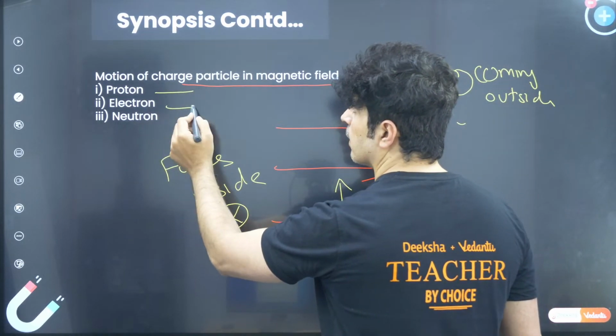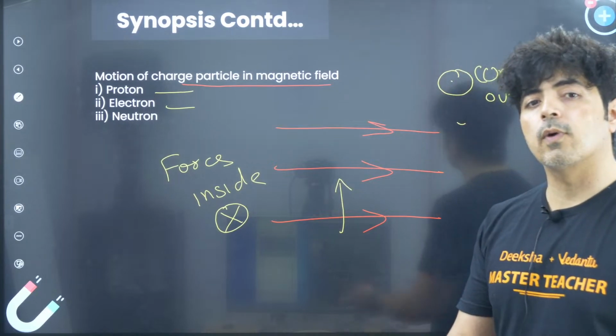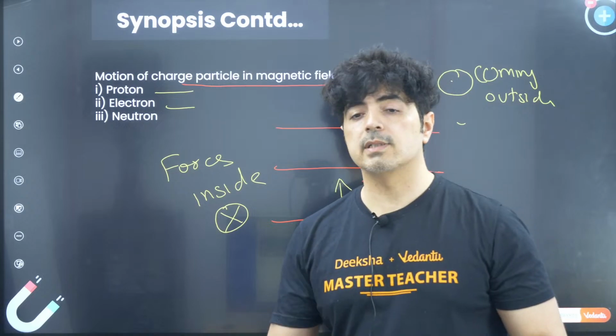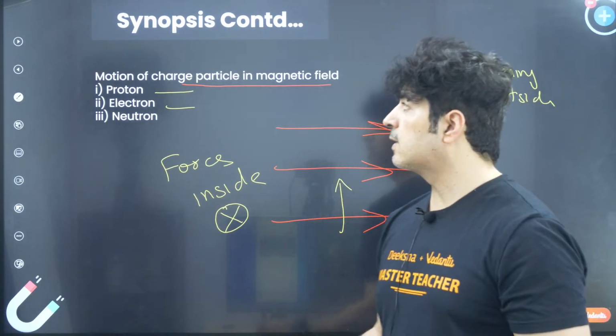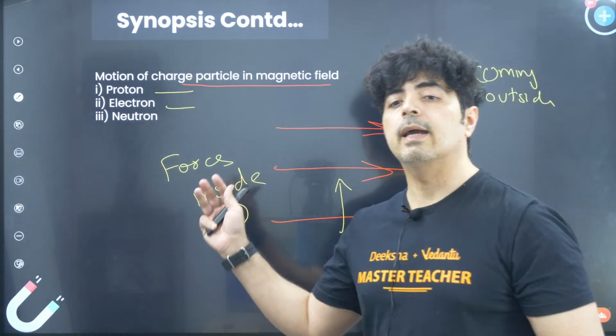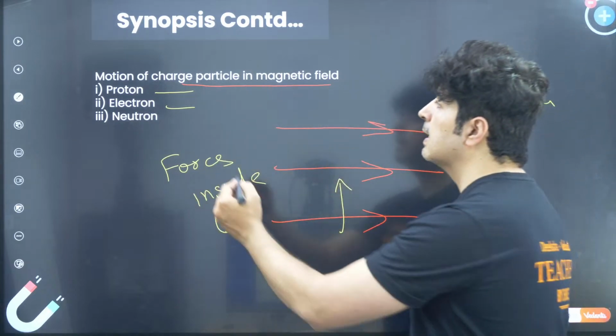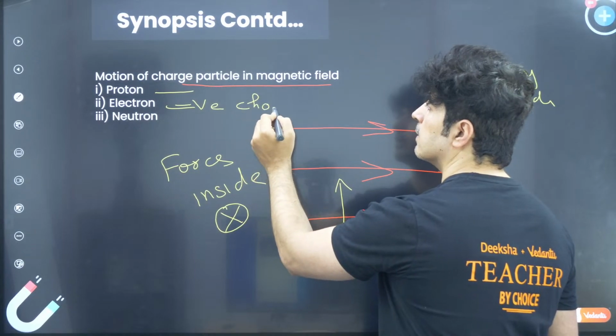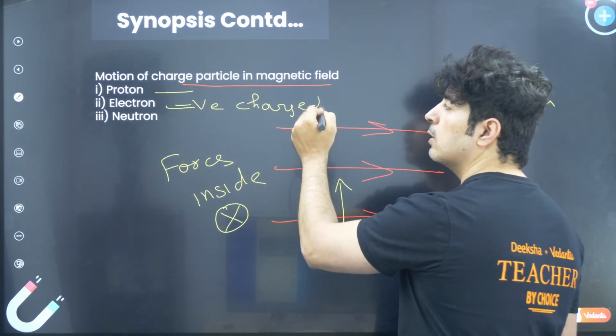In case of electron, the electron always moves opposite to what the left hand rule says. This is an important part. So if the left hand rule says the force is inside, the electron will go the opposite way. Why? Because it is negatively charged. So it will be opposite, it will just go the reverse way.